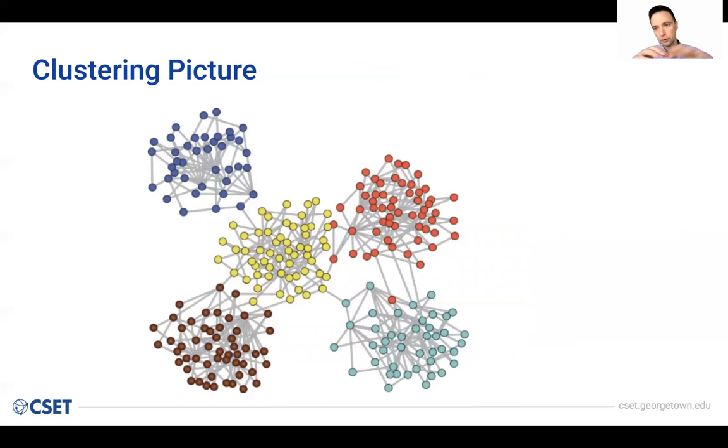Okay, this is a picture of clusters. You see that the blue, red, yellow, brown, and light blue colors represent clusters, because inside these clusters, papers are connected with each other much more than they're connected with other clusters. So in an ideal world, that's what you see. The reality is a bit messy because some clusters are densely connected, some less so, but that's what we hope to see.